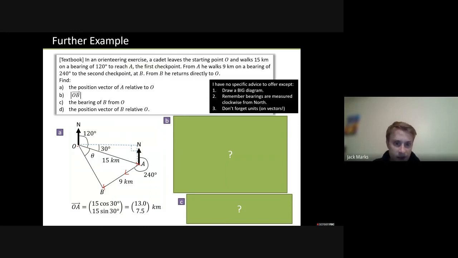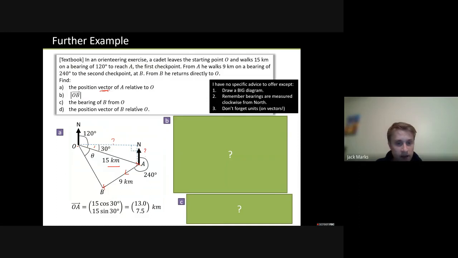The position vector of A relative to O. Well, we've got this angle here. What else do we have? We have the 15 kilometers, so we can do some SOHCAHTOA. Okay. Notice it does say the position vector, so you need to find out this one and this one as well.